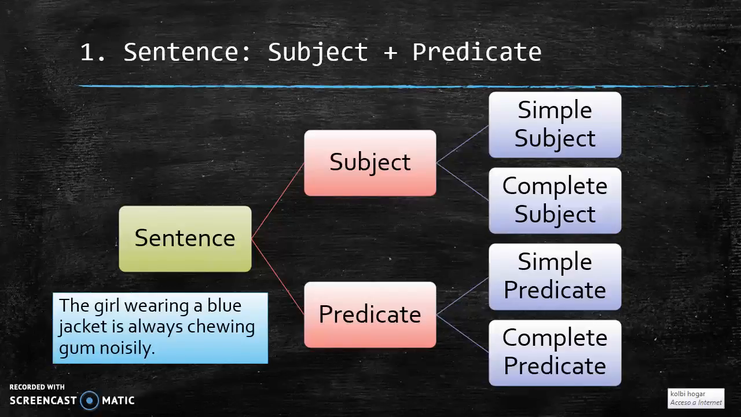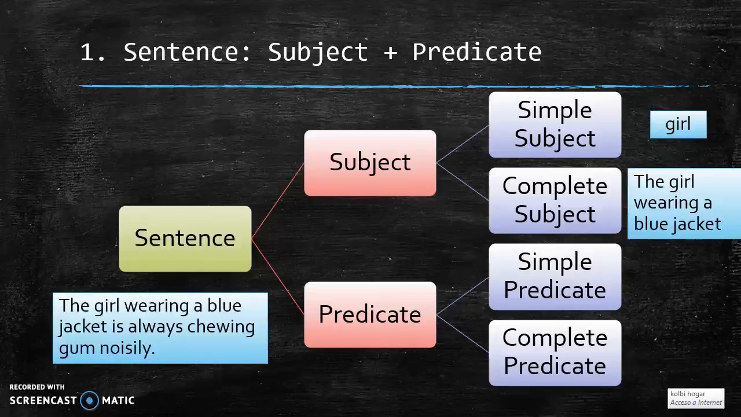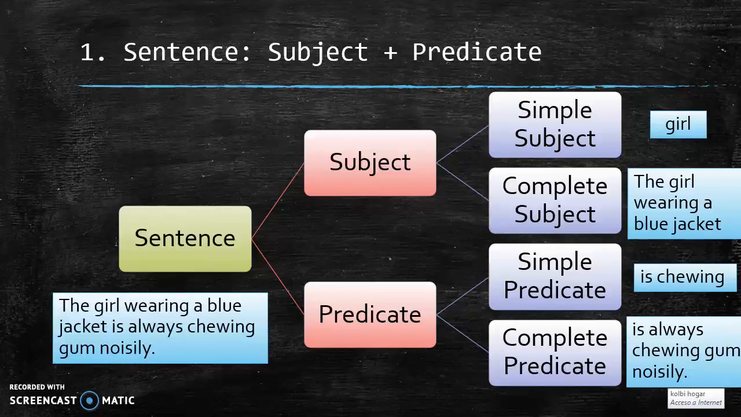Let's take a look at this sentence. The girl wearing a blue jacket is always chewing gum noisily. If we analyze it, the simple subject is going to be the word girl, the complete subject, the girl wearing a blue jacket. The simple predicate is chewing, and finally, the complete predicate is always chewing gum noisily.